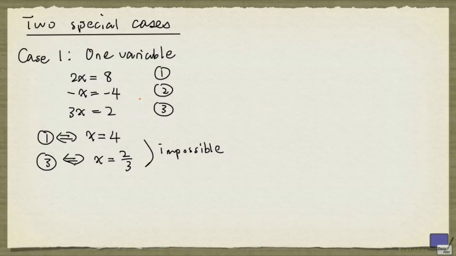In general, if you have a system with only one variable, what you need to do to solve it is to first convert every equation into this form, x equal to some constant beta. Now, if every equation converts to the same form with the same right-hand side beta, then beta is the solution. Otherwise, there's no solution, as in this example here. So this case is not so difficult.